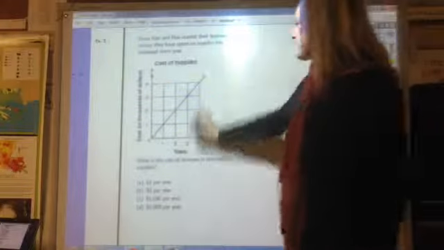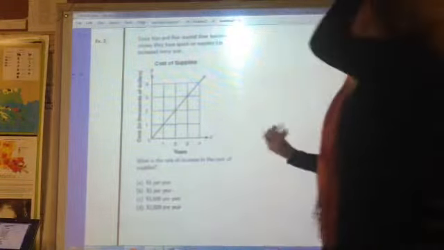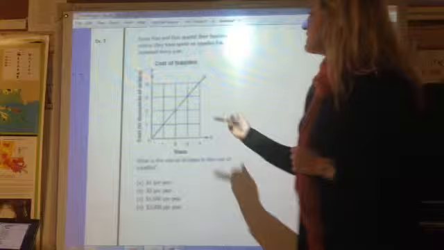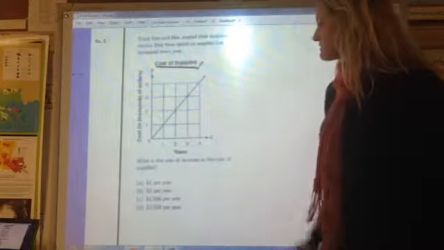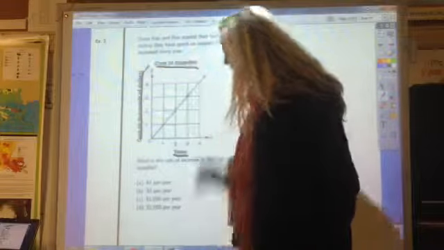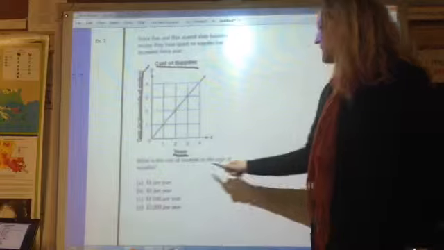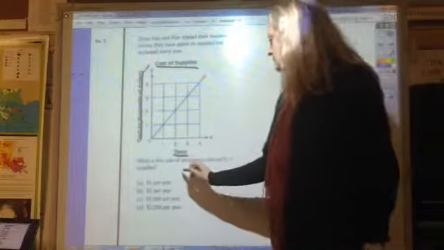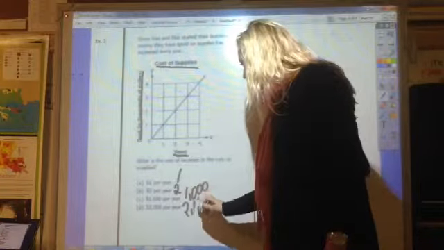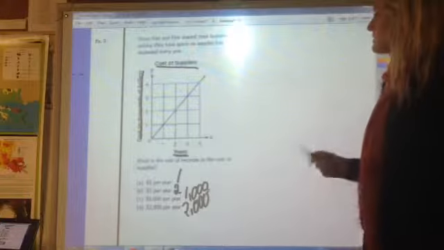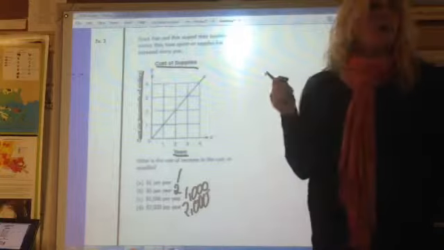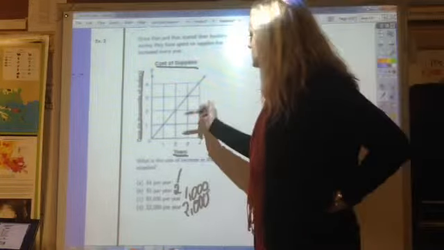This is a little bit fuzzy, so just stick with me. Since Ken and Ron started their business, the money they have spent on supplies has increased every year. This graph is representing the cost of supplies, where the x-axis tells me how many years, and the y-axis tells me the cost in thousands of dollars. What is the rate of increase in the cost of supplies? Is it $1,000 per year, or $2,000 per year? Whenever I'm trying to figure out the constant rate, I need to figure out what the slope is. So I need to find the slope between 2 points.